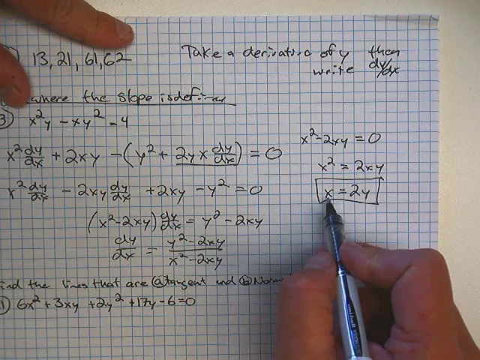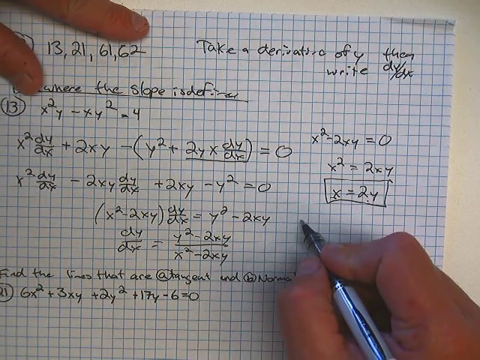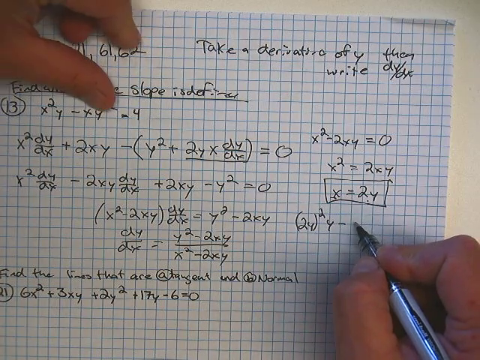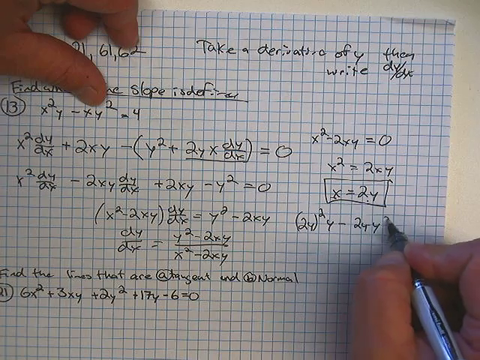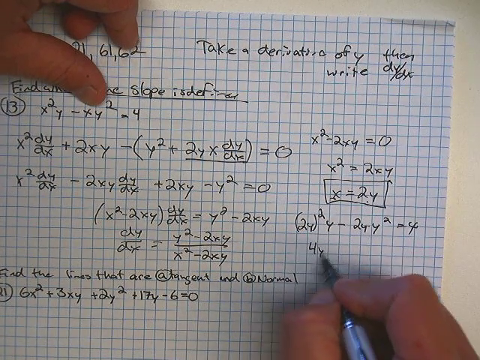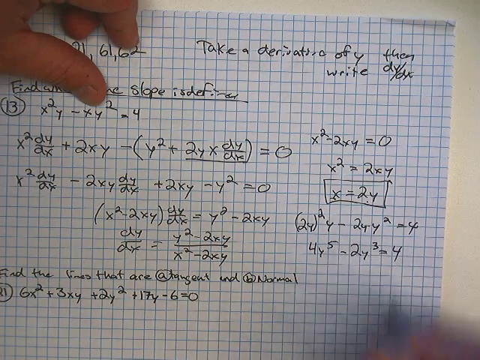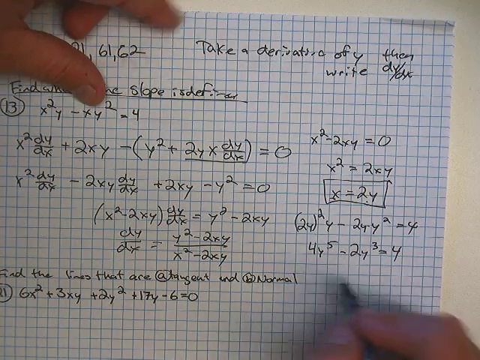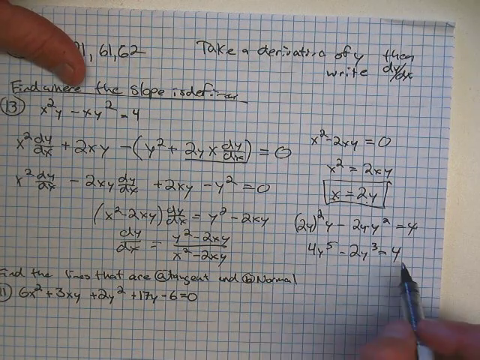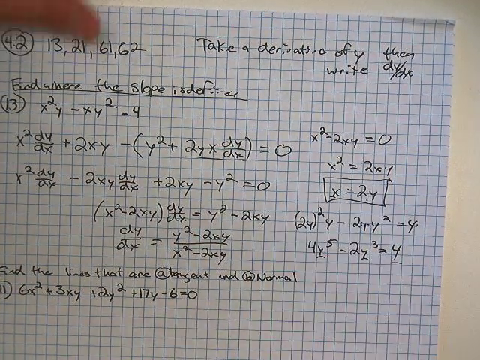So it's pretty easy. We just take x is equal to 2y and plug it into there. And we get 2y squared times y minus 2y times y squared equals 4. So we get 4y to the 5th minus 2y cubed equals 4. Looking at this one, I would say we probably need to use our calculator to punch that in and find the zeros to figure out where these y's are. And that will lead us to that other.